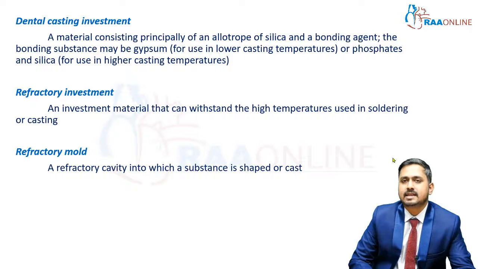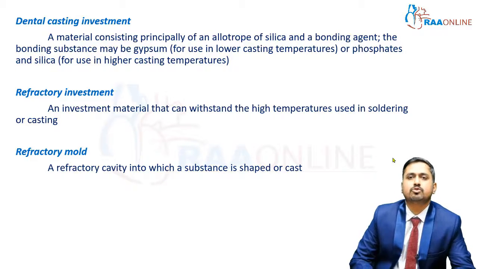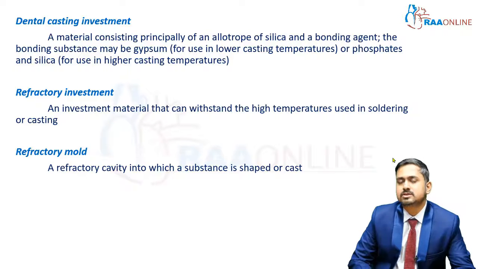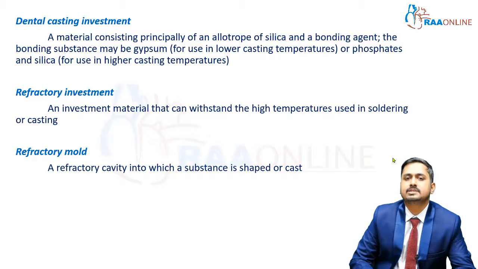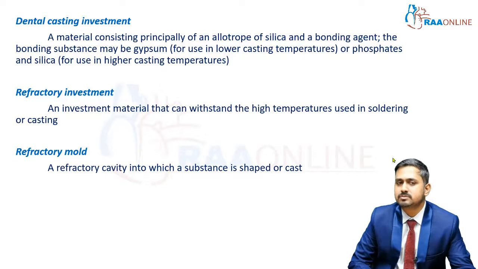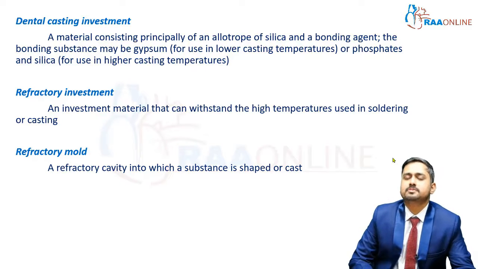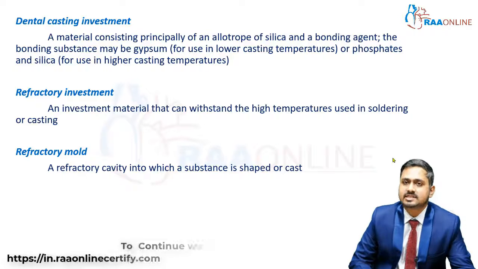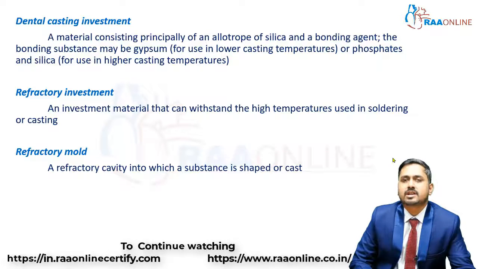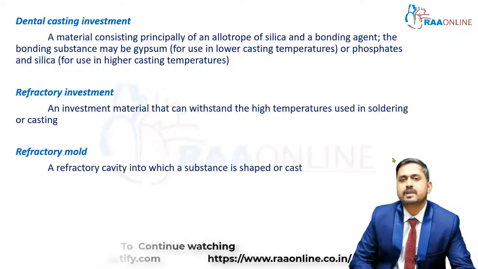Moving on to dental casting investment. Again, it is an investment material. It is an allotrope of silica and a bonding agent. Silica is the filler particle here. The bonding agent can be gypsum, ethyl silicate, or a phosphate bonded investment material. A refractory investment can withstand the higher temperatures to which it is subjected during burnout as well as the casting procedure. Next, a refractory mold. The mold is a cavity which is created after the wax pattern inside the center of the investment material is burnt out.